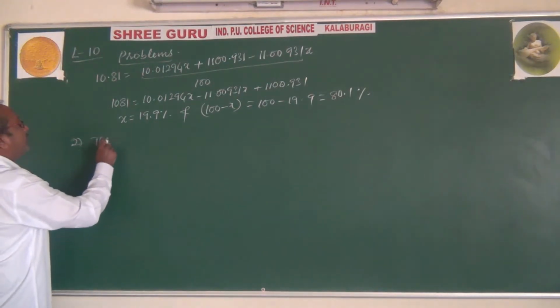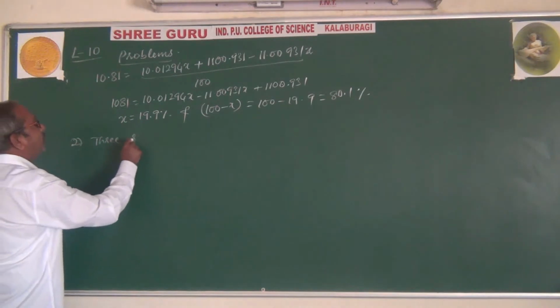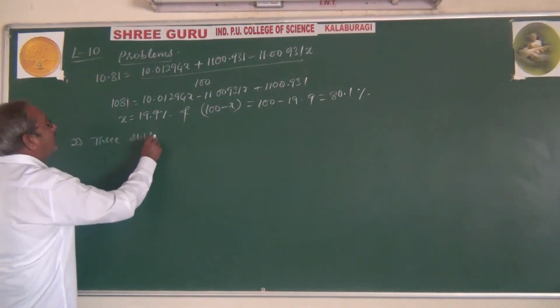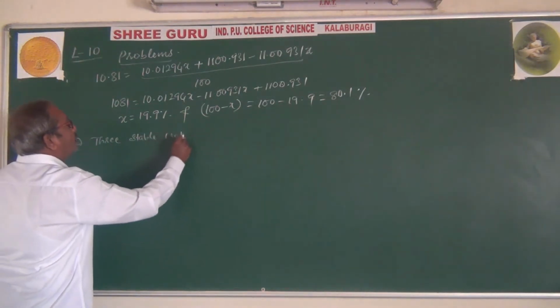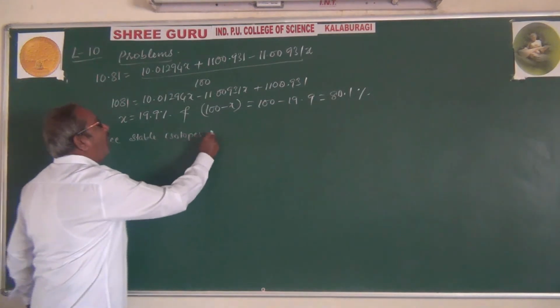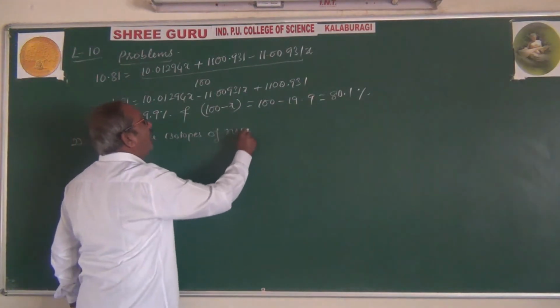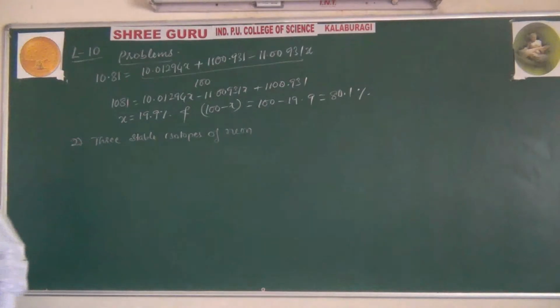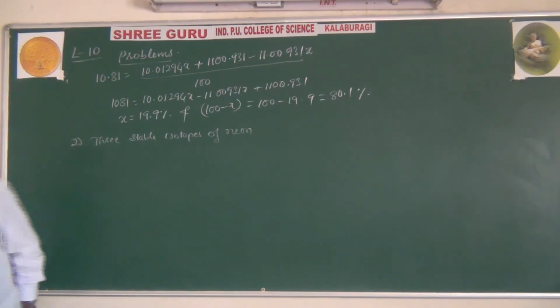Three stable isotopes of neon. Neon-20, neon-21, neon-22.